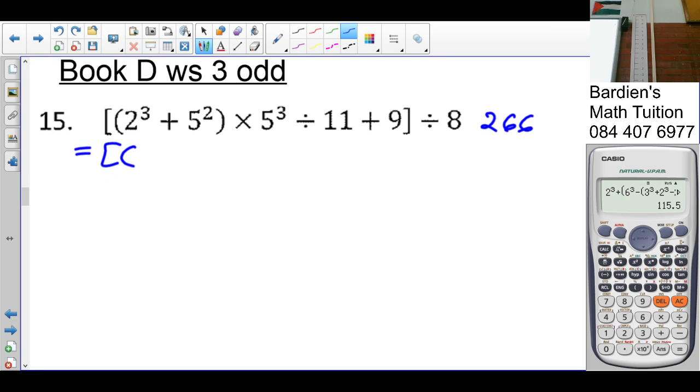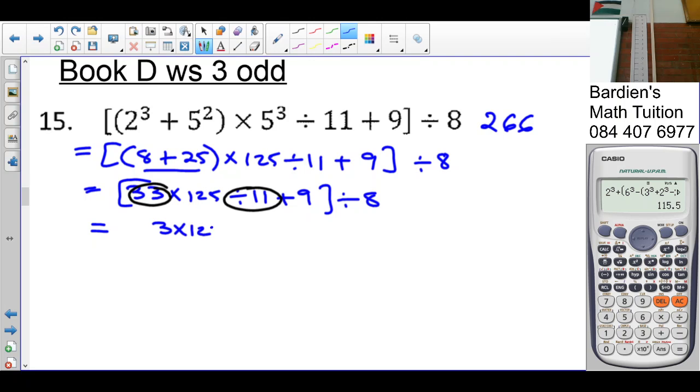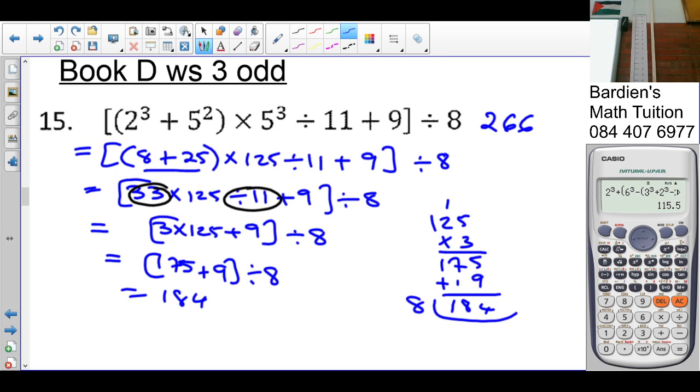So, 2 cubed, 8, 5 squared, 25. Times 125 divided by 11 plus 9 divided by 8. That's going to give us 33. So it's going to be 33 times 125 divided by 11 plus 9 divided by 8. Now 33 divided by 11 is 3. Times 125 plus 9 divided by 8. 125 times 3 is 375, plus 9 divided by 8. 375 plus 9 is 384, divided by 8. 8 goes into 16 twice, 18 twice carry 2. So I get 23.